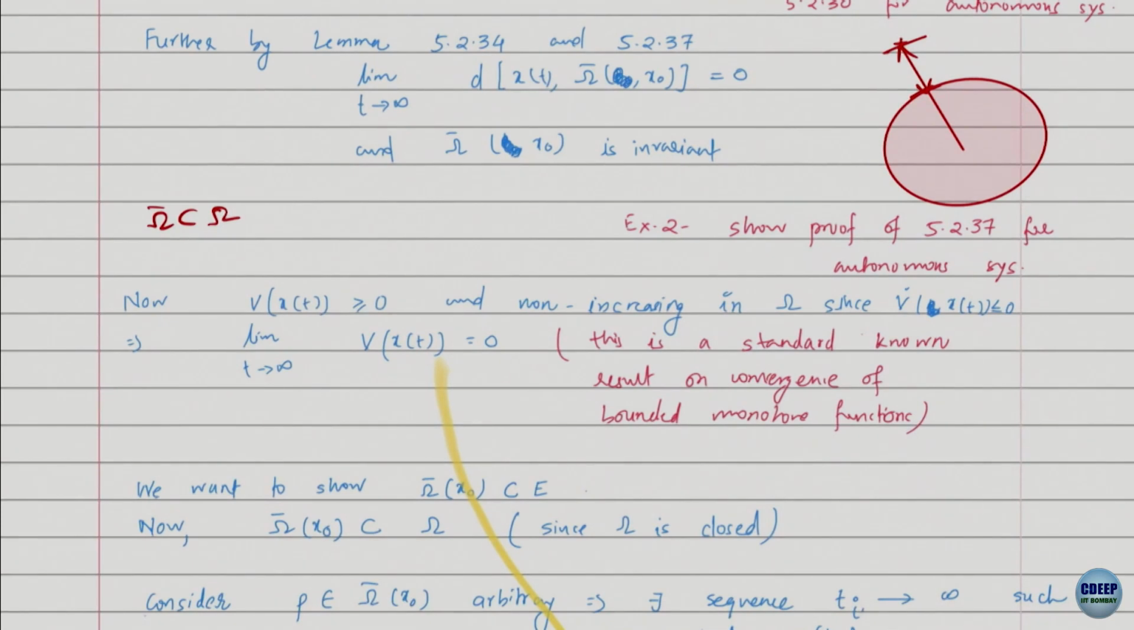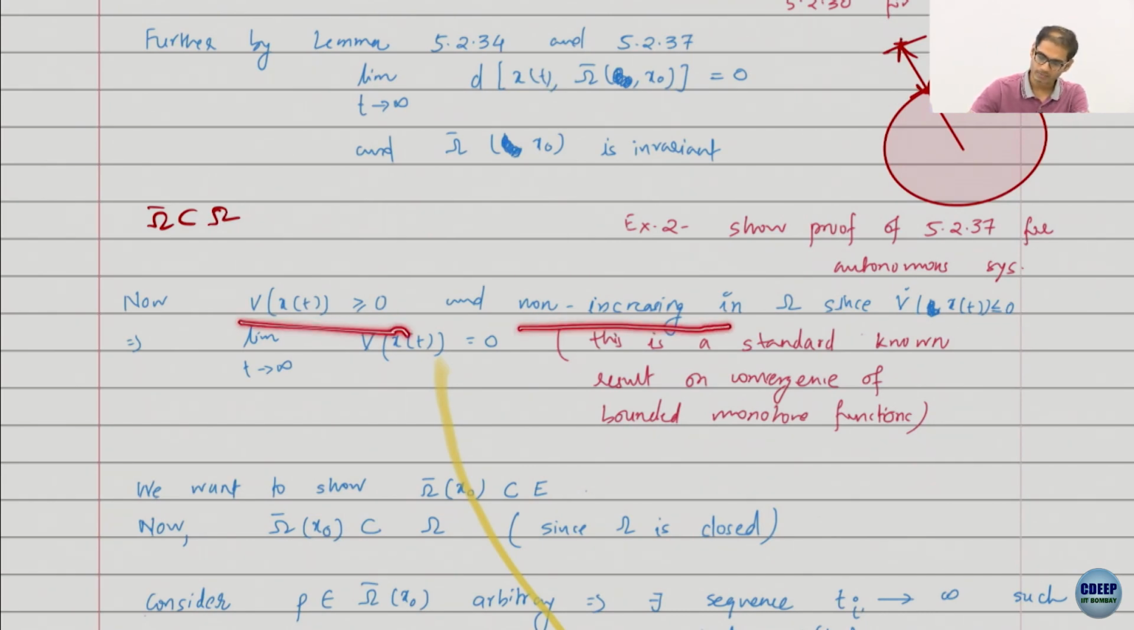Now we use a result called the monotone convergence theorem. I discussed this in adaptive control, but I have not discussed it here. It basically says that if a function is lower bounded and non-increasing, just like our V function, which is lower bounded by 0 and non-increasing, just by our LaSalle invariance assumptions, then the function has a limit as t goes to infinity. In fact, 0 is not required. It has a limit as t goes to infinity.